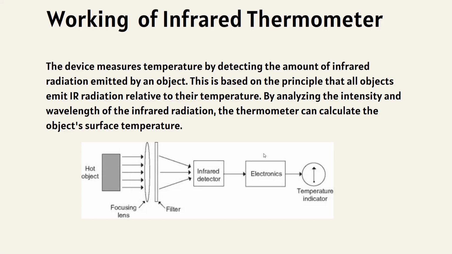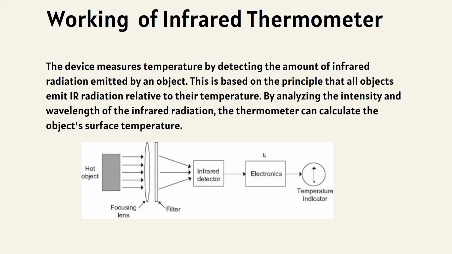Working of the infrared thermometer: it describes how the device measures temperature by detecting the amount of infrared radiation emitted by an object. This is based on the principle that all objects emit IR radiation, that is infrared radiation. The lens or the optical system collects the infrared radiation and focuses it onto the sensor. The sensor detects the intensity of the infrared radiation and converts it into an electrical signal proportional to the temperature.